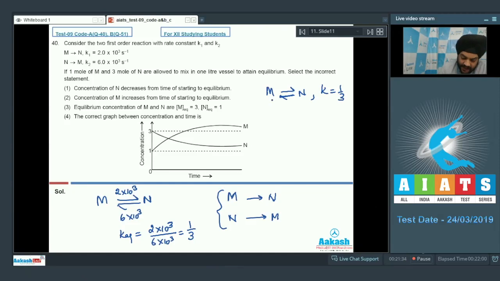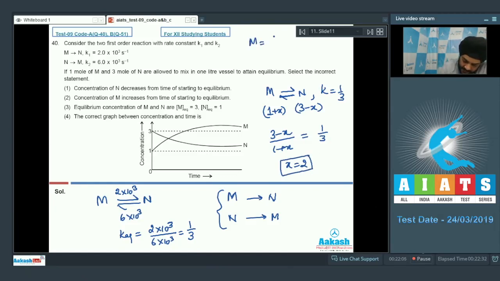So we have M converting into N and N converting into M with a K value of 1 by 3. Now at the start of the reaction, it is given to us that the concentration of M was 1 molar whereas the concentration of N was 3 molar. Now we can clearly see that the Q value is greater than K. So the reaction will move in the backward direction. So we can consume some N and we can form some M. Okay. So 3 minus x upon 1 plus x shall be equal to 1 by 3, which on solving will give us a value of x is equal to 2. So at equilibrium, the concentration of M is equal to 3 molar. And at equilibrium, the concentration of N is equal to 1 molar.